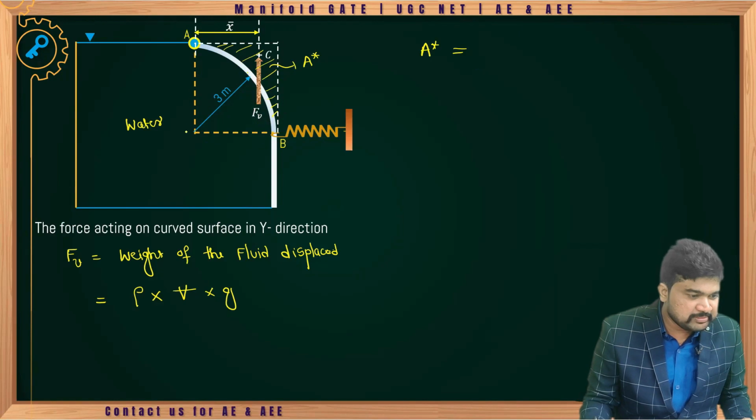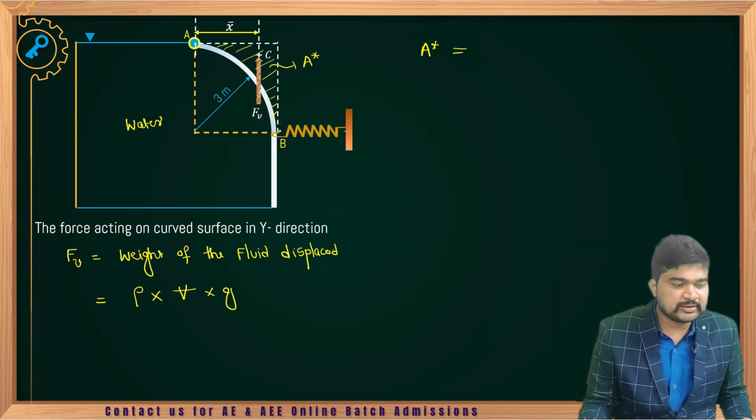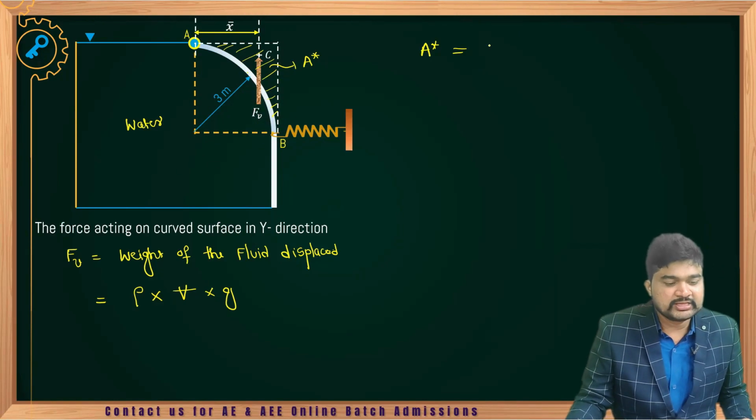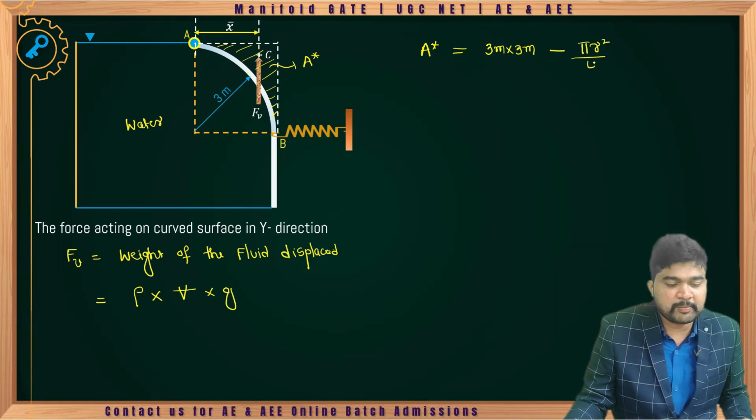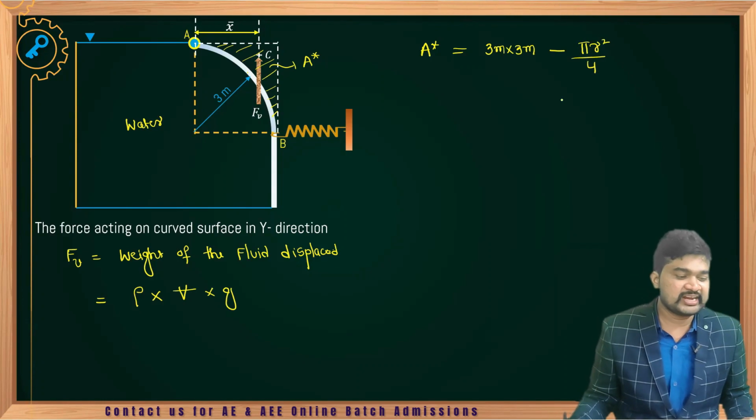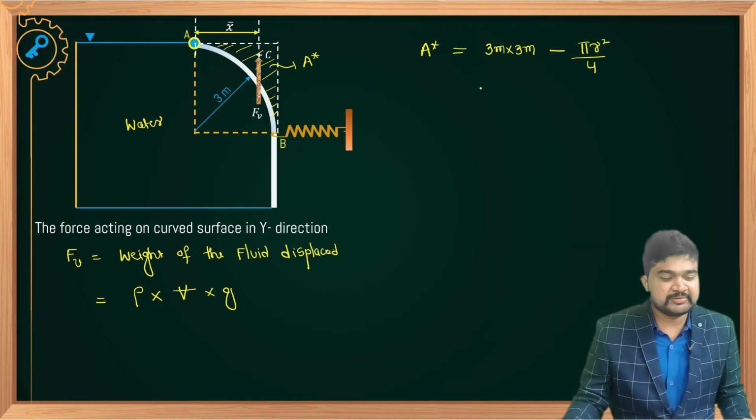So this will be 3 meter. This is also 3 meter. So it's a square. Okay. So total area is 3 meter into 3 meter minus pi r square by 4. Pi r square by 4. Clear na? R is equal to 3 meter.